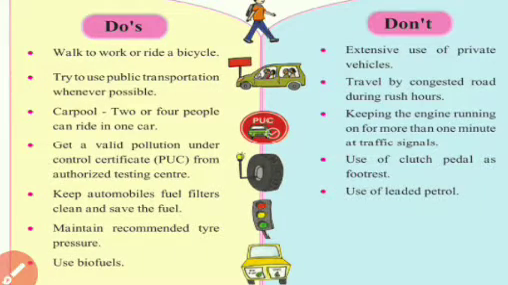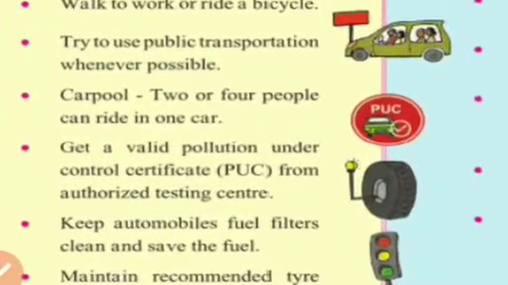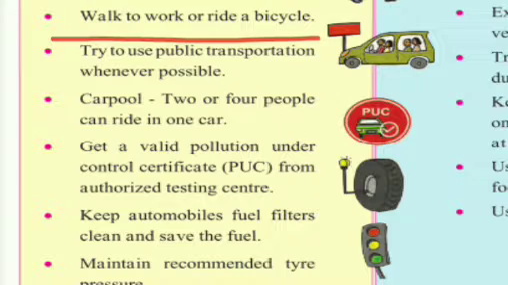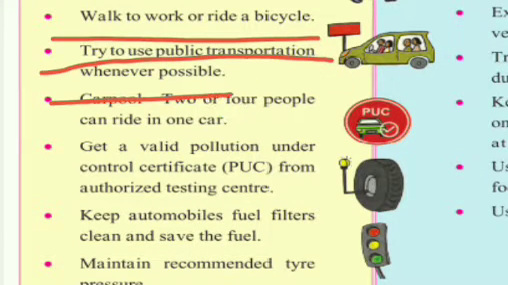So here are some of the do's and don'ts. How to reduce air pollution, what should we do and what should we not do. Let us talk about do's first. So here, what should we do? We should walk to work or ride a bicycle. To reduce vehicular emission, we have to walk to work or ride a bicycle, by which we can control vehicular emission. We should try to use public transport whenever possible.